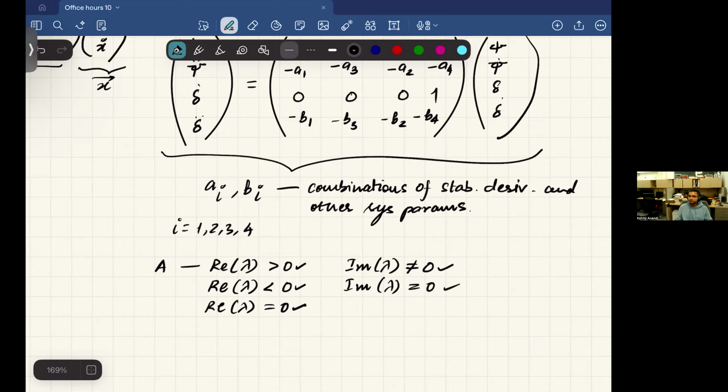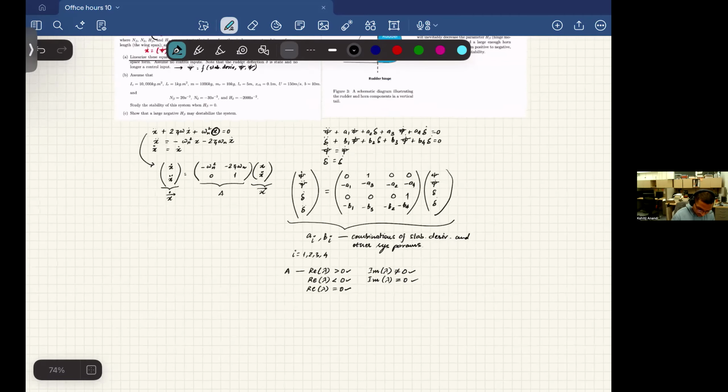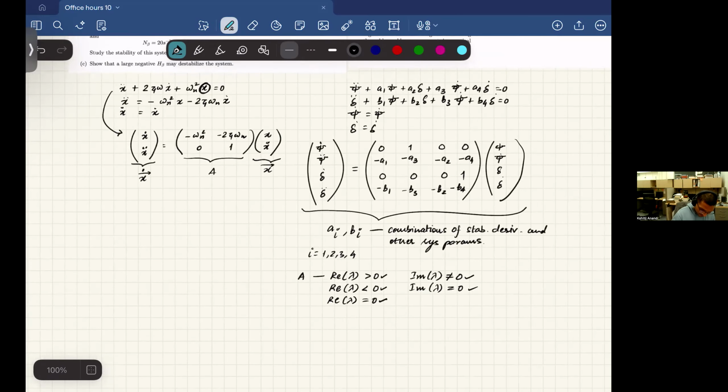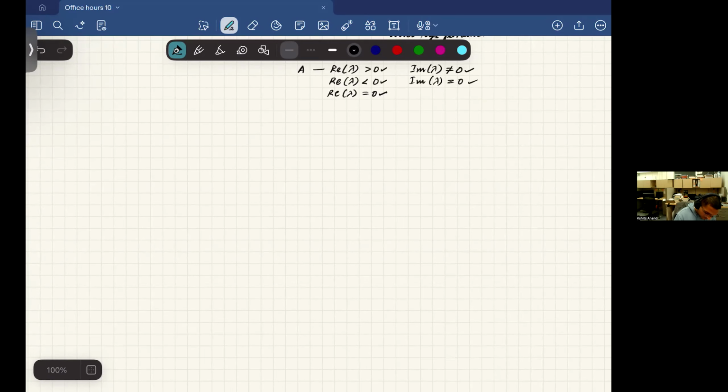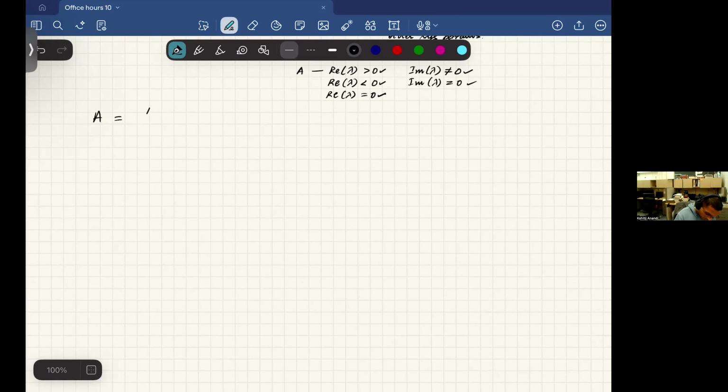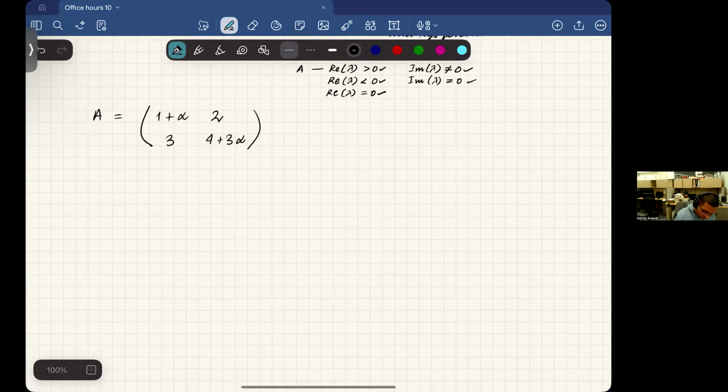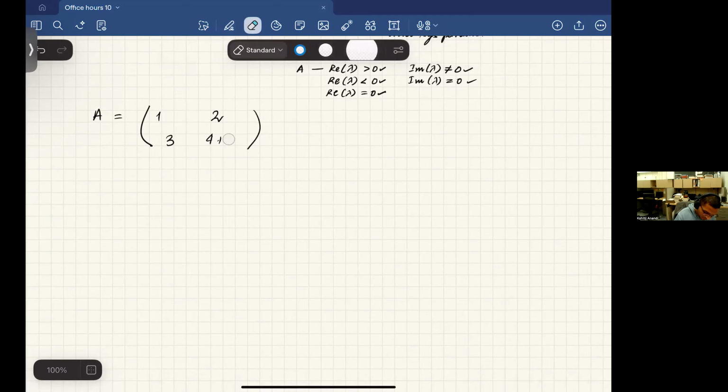Could you just repeat what you said with H beta if it's very negative? So let's do a toy problem, okay? A different illustrative problem. Let's say I had a system A equals 1 plus alpha, 2, 3, and 4 plus 3 alpha. Now I go ahead and ask you to find the eigenvalues of the system. Just to make my life simpler, I'll put this as 2 plus alpha and this as 3 alpha.